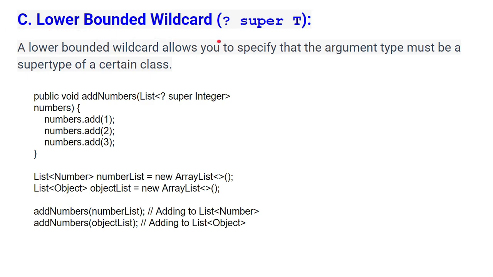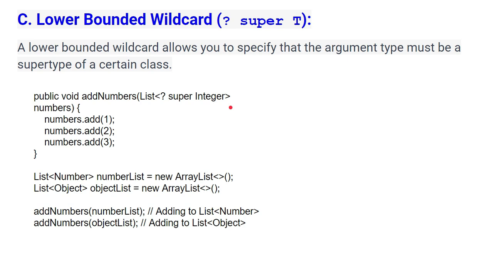In the lower bounded wildcard, we are using the question mark with the super keyword. A lower bounded wildcard allows you to specify that the argument type must be a super type of a certain class. For example, you have a public void method taking numbers, and you specify like this that it will take numbers, but whatever it takes must be greater than Integer. So you can't pass any lower type, any class that is a subtype of Integer. Let me explain.